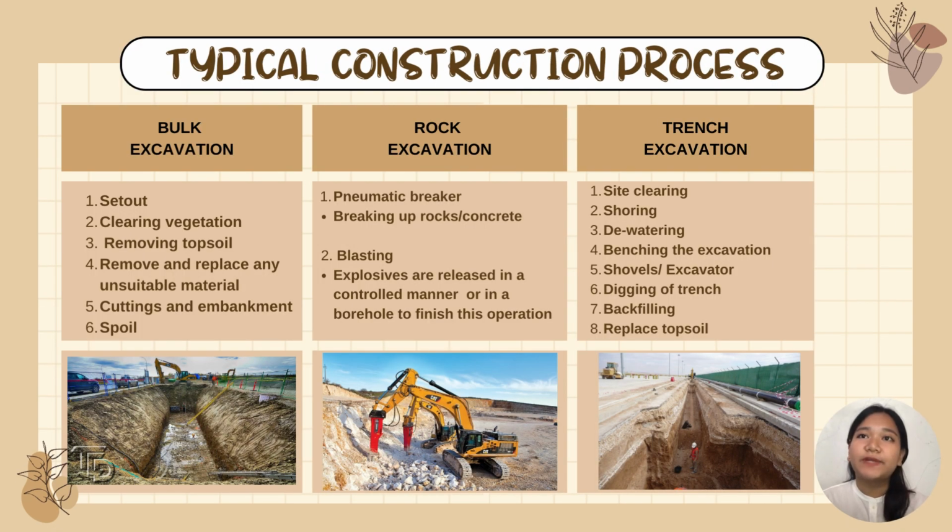Next, I will be explaining the typical construction process. The three most common types of excavation used in earthwork are bulk excavation, rock excavation, and trench excavation. Firstly, bulk excavation is carried out to ensure that the site is at the most suitable height or level before a construction project can take place. This is done by executing the process of set out, clearing vegetation, removing topsoil, removing and replacing any unsuitable material, cuttings and embankment, spoil, and finally, the quality check.